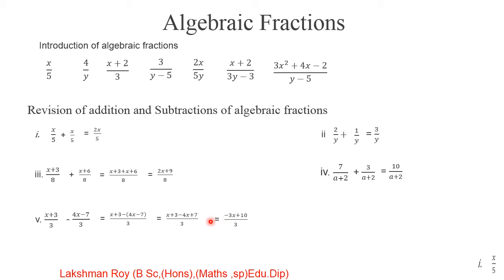The sign of the greater term. What is the sign of the greater term? Here the greater term is 4x. The sign of 4x is negative. So that you have to write in front of the term. Then the numbers, positive 3, positive 7, both positive. That means you have to add. So that is positive 10, right?